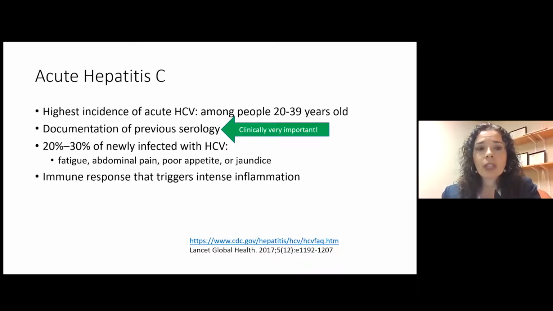And fortunately, only 20 to 30% of newly infected patients with hepatitis C will experience fatigue, abdominal pain, poor appetite, or jaundice like this patient, which means a majority of patients, about 70 to 80%, in contrast, will actually have no symptoms. And it's thought that the patients who do present with jaundice and very, very elevated liver enzymes, and present like this patient does, is due to the immune response that triggers an intense inflammation.